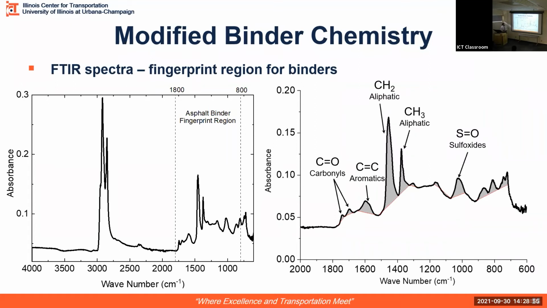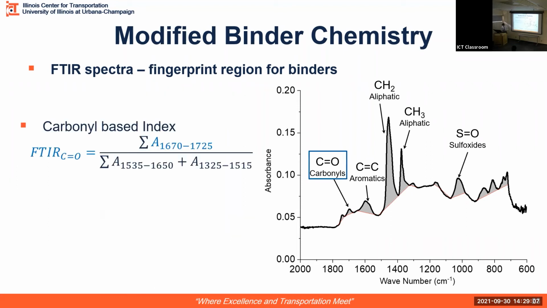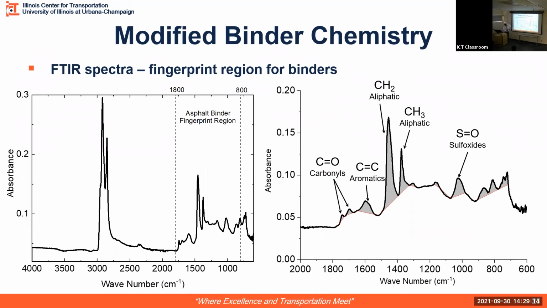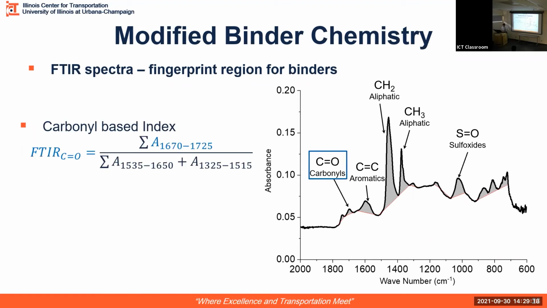There are other functional groups which don't usually change with aging, like aliphatics or aromatics, carbon double bond carbon, single bond hydrogen, things like that. So two parameters were assessed. One was carbonyls. Now I'll go a slide back. So carbonyls are usually depicted here in these two peaks. However, when we picked up the carbonyl index, we are picking just the one peak.